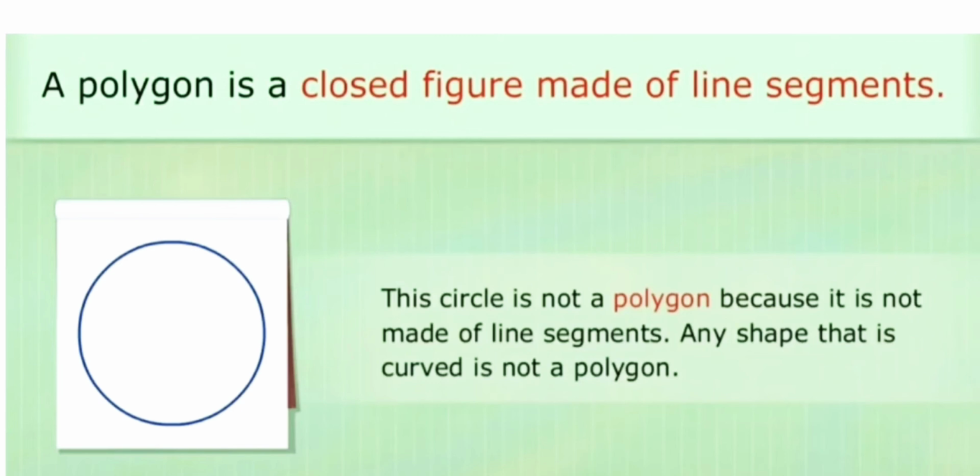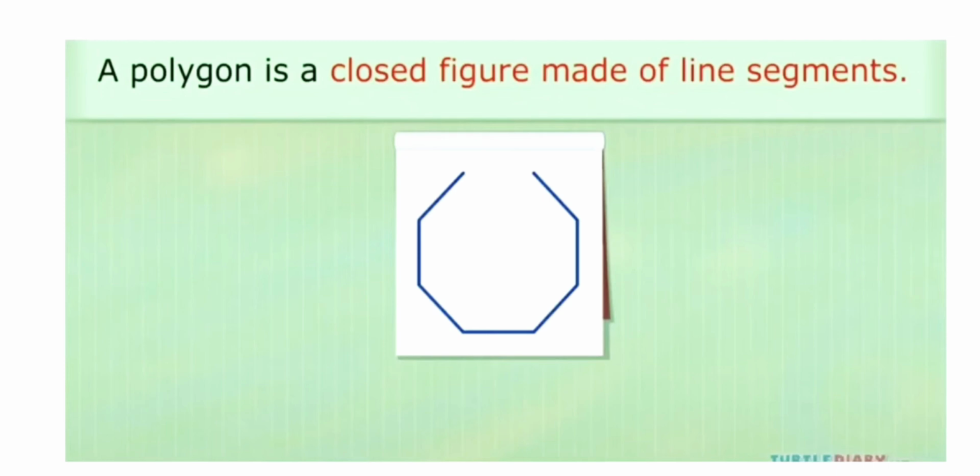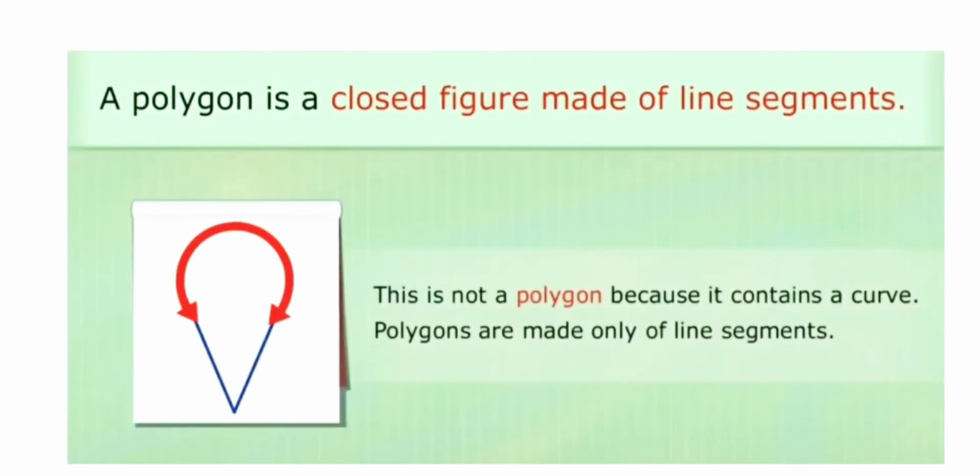A circle is not a polygon because it is curved in shape. It doesn't have any line segment. This figure has line segments but it is not closed. It is open at one end, so this is also not a polygon. This figure is also not a polygon because it is not closed. It is open at one end, so this figure is also not a polygon. This figure is not a polygon because it is curved at one end. So these are a few examples of not a polygon.